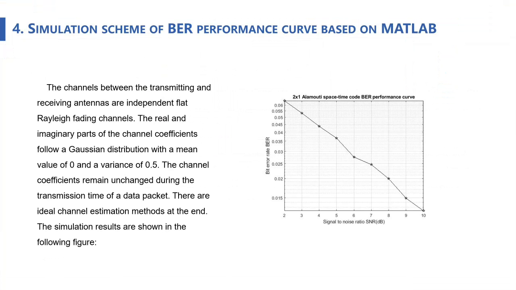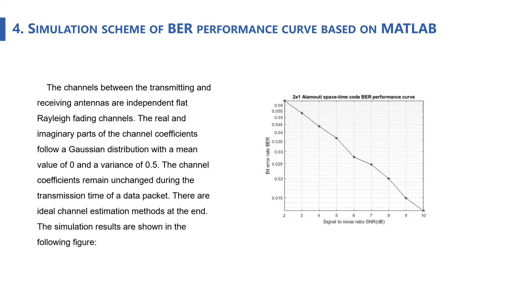The first simulation is a 2x1 Alamouti space-time code simulation. Through simulation, I evaluated the performance of the Alamouti space-time code transmit diversity scheme for the slow Rayleigh fading channel, and assumed that the fading of each transmitting antenna is independent of each other, and the receiver is fully aware of the channel information.